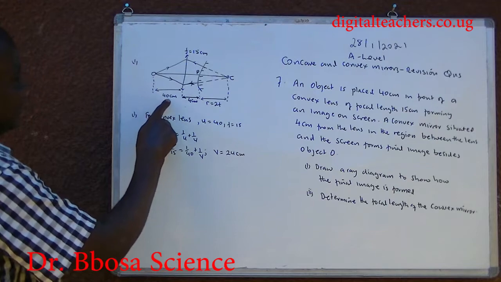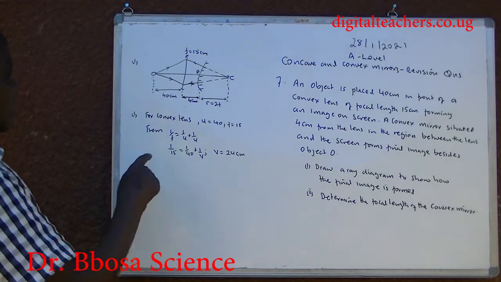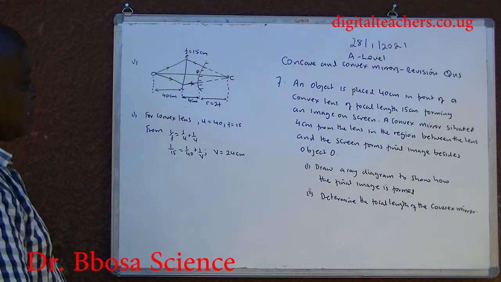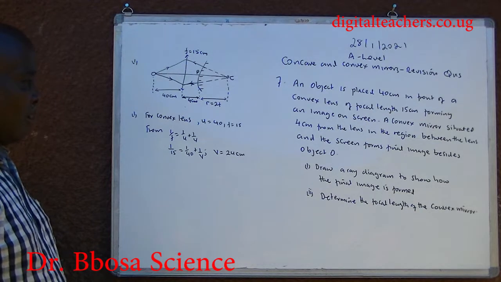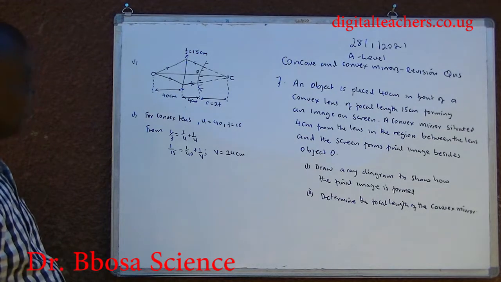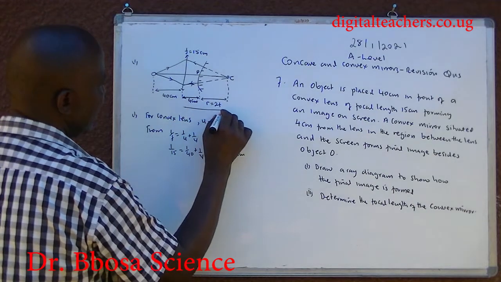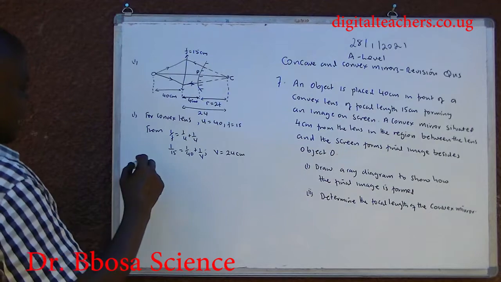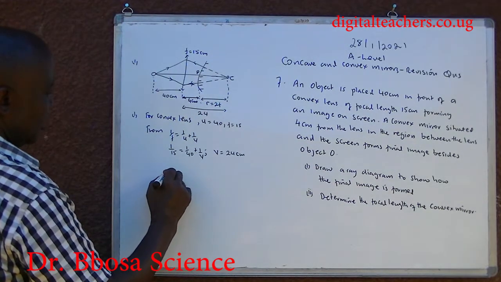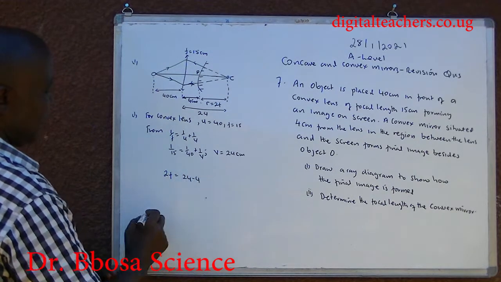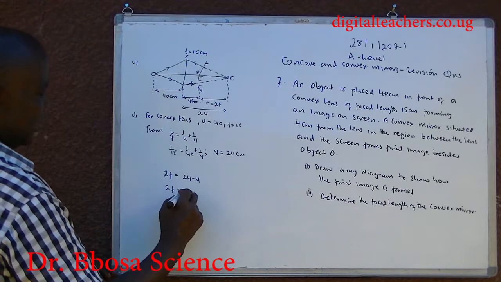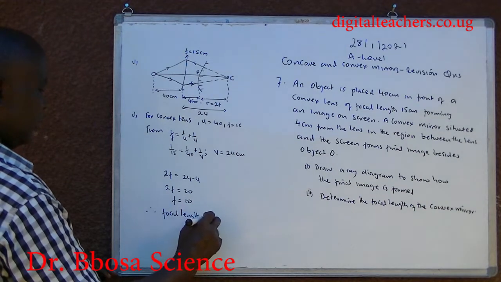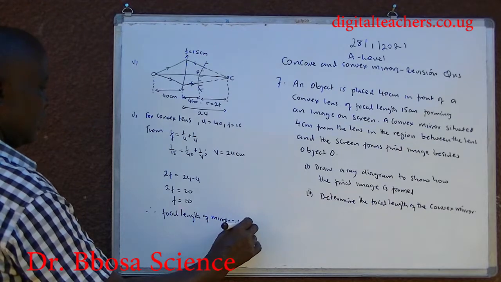For the convex lens, without the convex mirror, U is equal to 40, F is equal to 15. From 1 over f is equal to 1 over u plus 1 over v, 1 over 15 is equal to 1 over 40 plus 1 over v. V is found to be 24. Therefore, our 24 is from here up to here. This is equal to 24. Then, this distance 2f is equal to 24 minus 4. 2f is equal to 20. F is equal to 10. Therefore, focal length of mirror is equal to 10 centimeters.